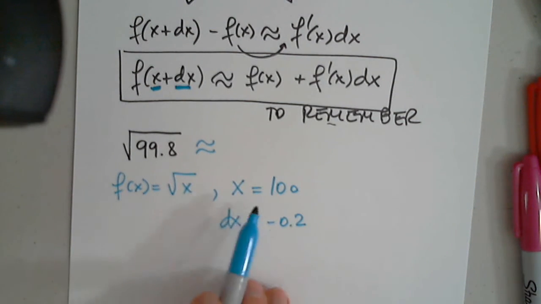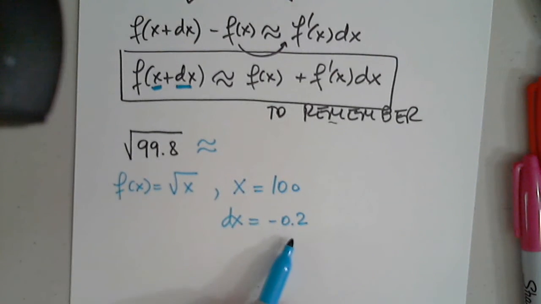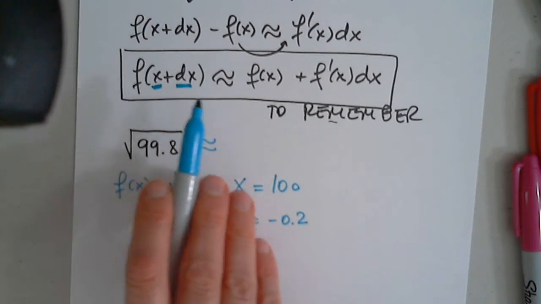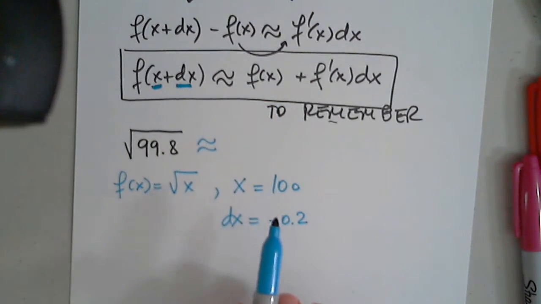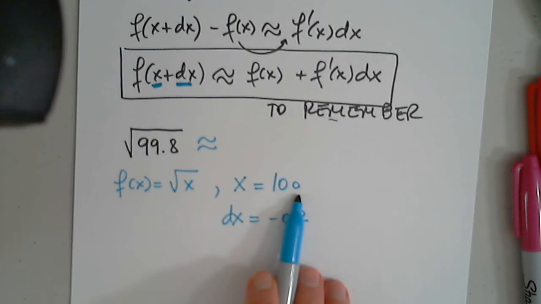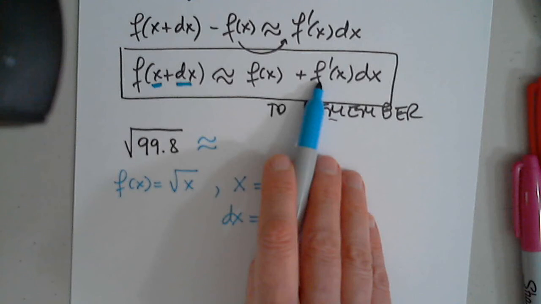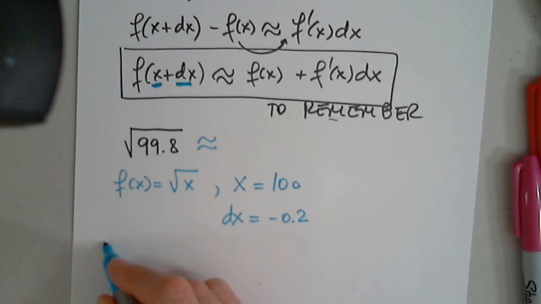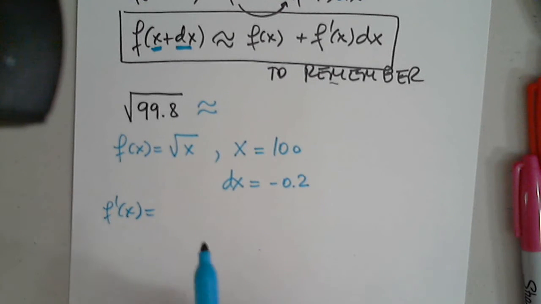Okay, so we identified x. We identified the tiny error. Now we have the function that we will evaluate at 100. We have dx, no problem. But I also need f prime. So let's find f prime of x. What will that equal to?